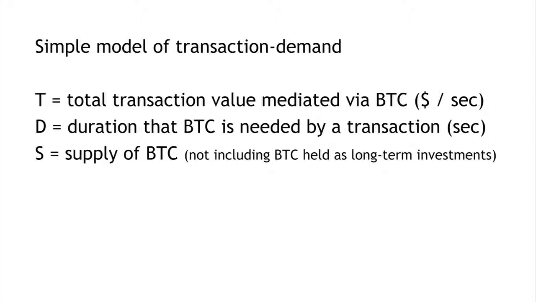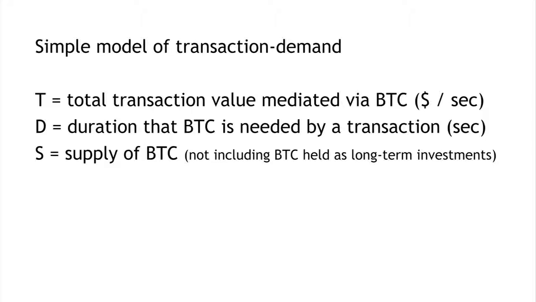So we're going to assume some parameters here. First, we're going to say T is equal to the total transaction value that's going to be mediated via Bitcoins by everyone who's participating in the market. And that's going to be measured in dollars per second. We're going to assume for simplicity that the people who want to mediate these transactions have in mind a certain dollar value of the transactions. Or if it's some other fiat currency, we'll translate it into dollars for simplicity. So there's a certain number of dollars per second of transactions that need to be mediated.